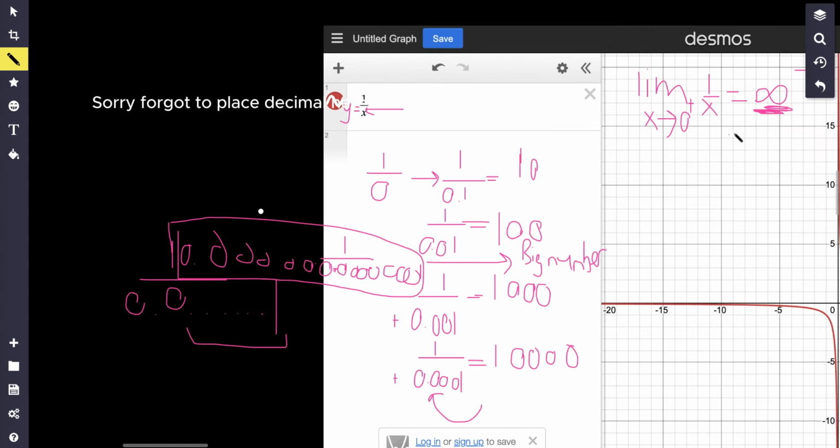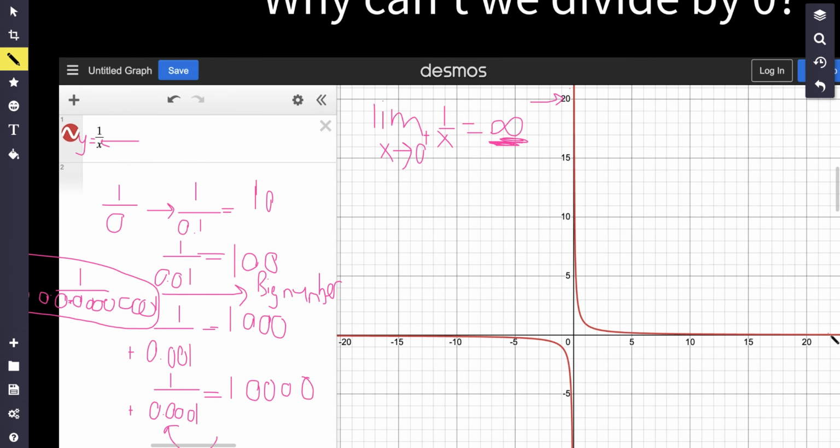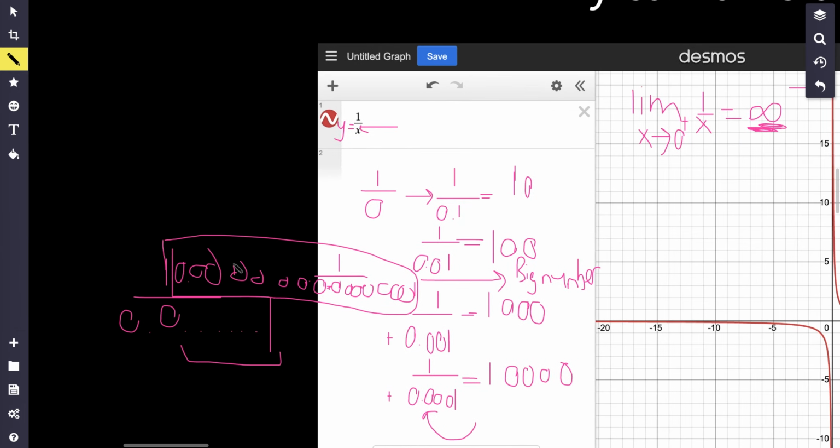So the reason why this function, as x approaches 0 from the positive side, approaches infinity is because I can keep adding zeros to this denominator, and I will keep on getting a bigger and bigger number.